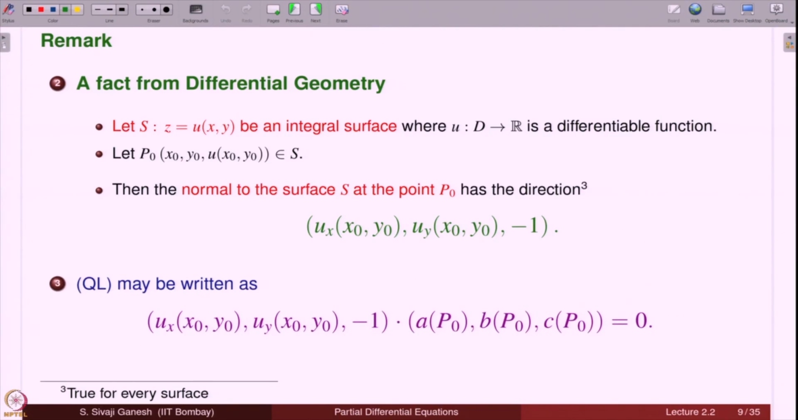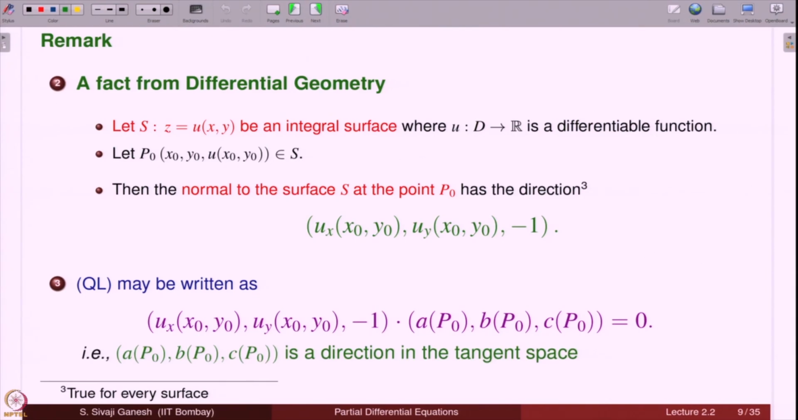Therefore, the quasi-linear equation is nothing but the dot product of this (u_x, u_y, minus 1) with (A, B, C) equal to 0. What you get is A u_x plus B u_y equal to C. That is the meaning of saying it satisfies the PDE at the point x0 y0.